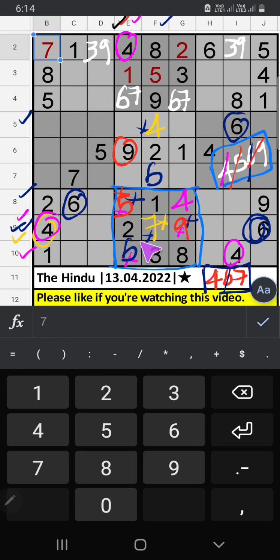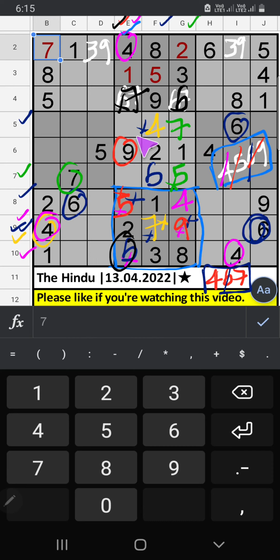Column E, we have 6, so 6 can't come in this cell. 6 is confirmed here. Then 7 is here. Column G, 2 numbers are remaining, 5 and 7. 7th row, we have 7, so 7 can't come in this cell. 7 is confirmed here. Then 5 is here.